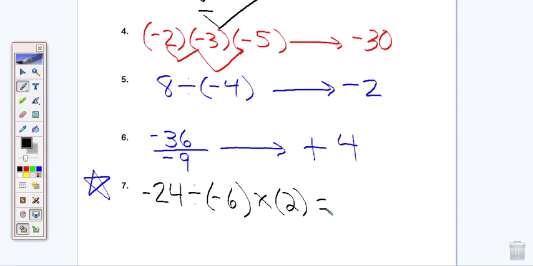Yep. Yeah, he's right. Negative divided by a negative is a what here? Positive. Now we're going to go positive times another positive right here, which would be positive. Okay, so negative 24 divided by negative 6 is positive how much? 4 times the 2 is 8. Okay.